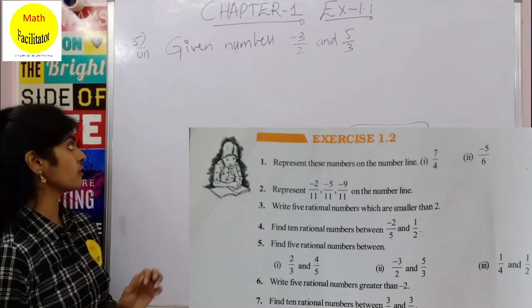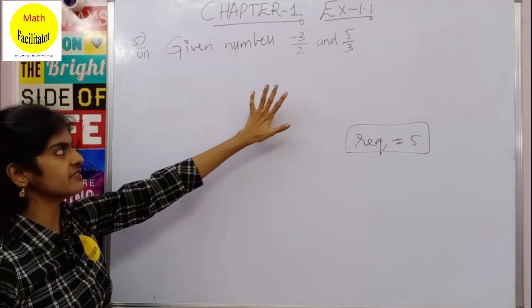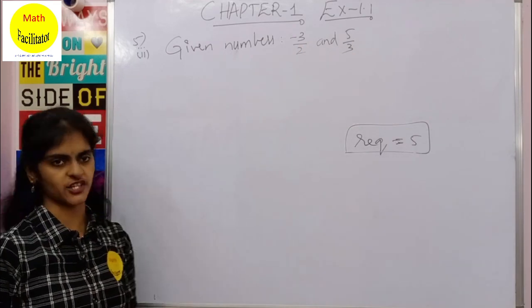Now the next part of this question is, the given numbers are minus 3 upon 2 and 5 upon 3. Firstly let us convert them into like fractions. The same steps.